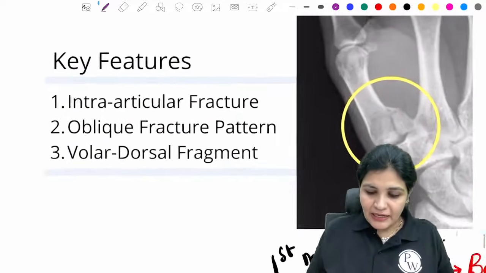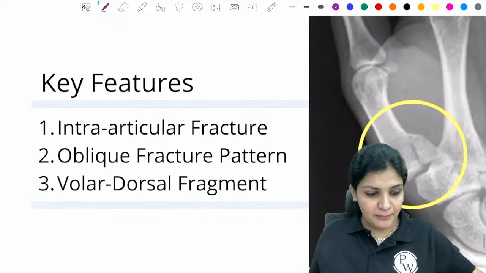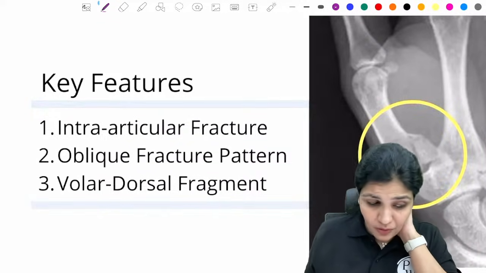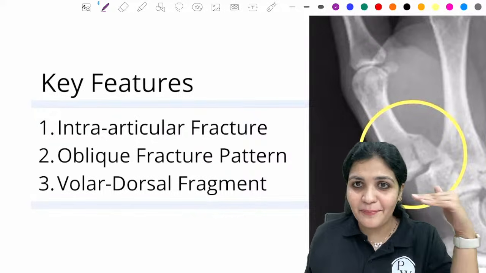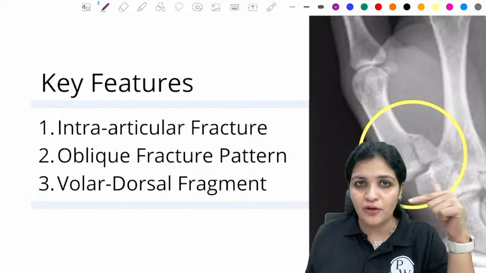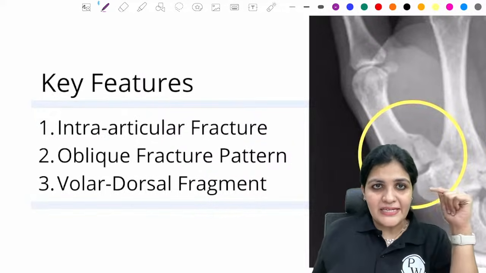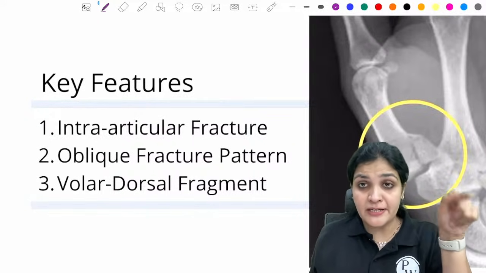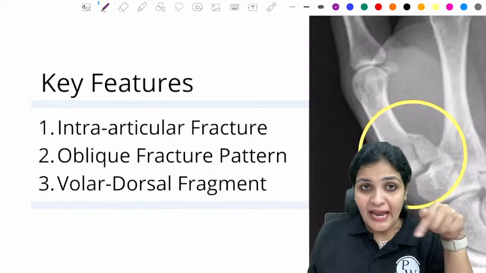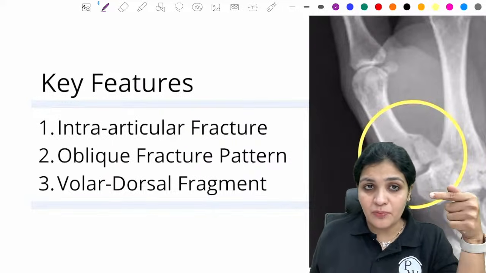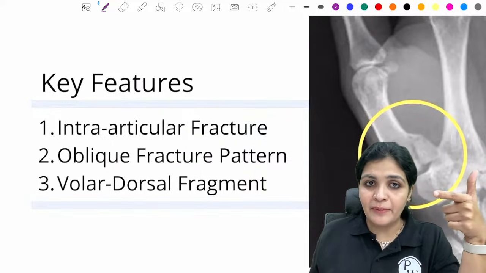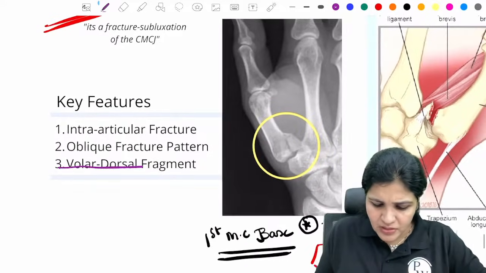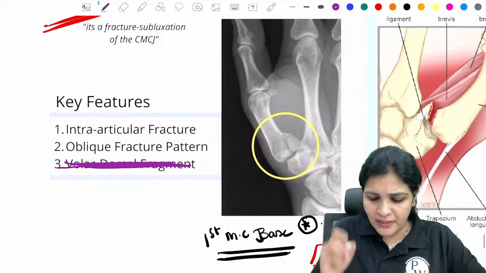So the first 3 important points which you have to remember. Is it segmental? No, Samantha, there is no segment here. This is the base, the end of the metacarpal. So it is an intra-articular fracture which is involving the CMC joint. It is an oblique fracture, right? And there are fragments, it could be a volar fragment or a dorsal fragment. But don't remember this volar dorsal, this is not required. What you remember is these 2 things.